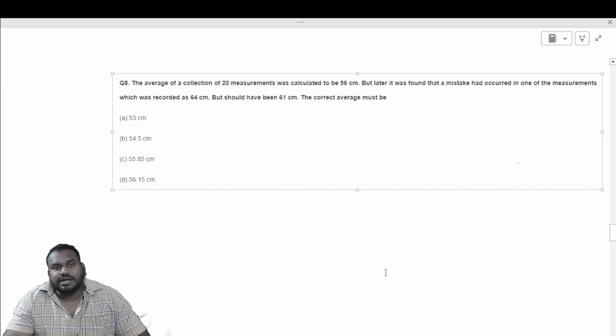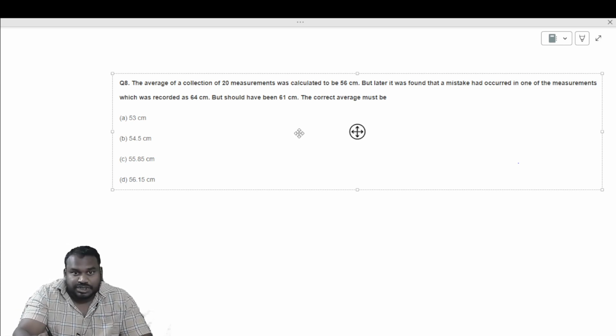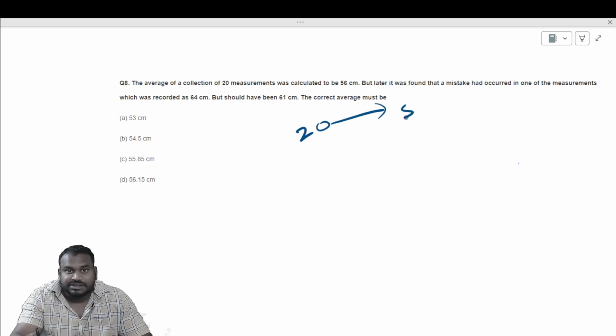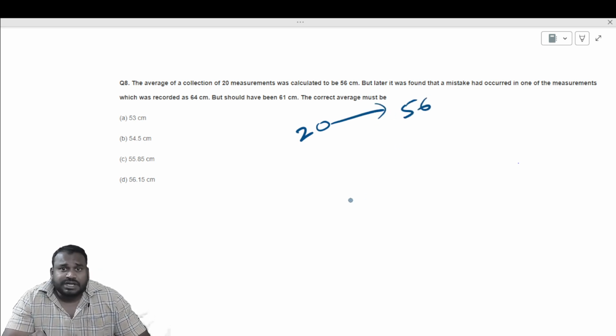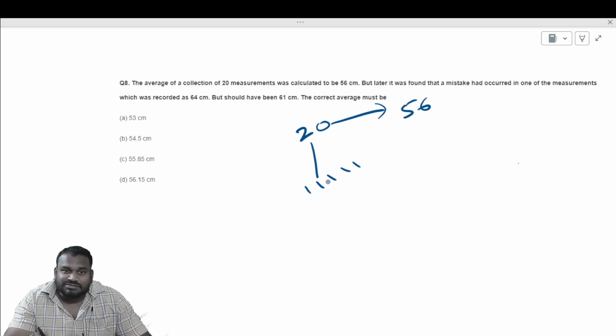Next question. The average of a collection of 20 measurements was calculated to be 56 centimeters. So there were 20 different measurements, and their average is 56. It was found that a mistake had occurred in one of the measurements, which was recorded as 64 centimeters but should have been 61 centimeters. In these 20 values, there was a mistake found. One is recorded as 64, but that is a mistake. It was supposed to be 61.